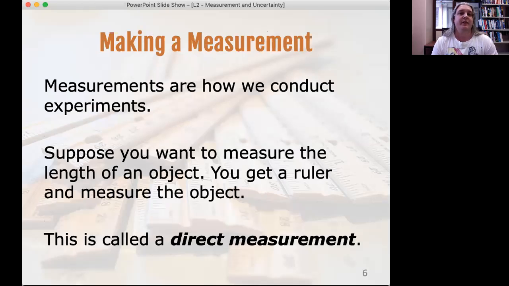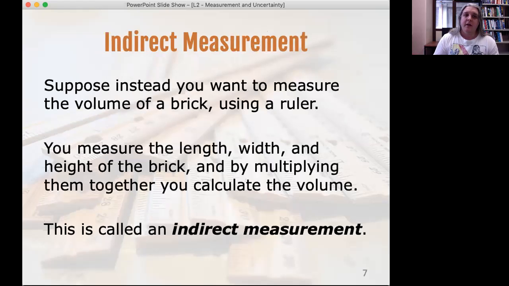So when we take a measurement, which is how we conduct experiments, it's how we do experimental science, you might just grab something and you might want to know the length of it. So you might get an object, you might get a ruler, and you might measure the length. That is called a direct measurement because you used a tool to obtain the value that you wanted. You directly got the value you wanted from the object using a tool.